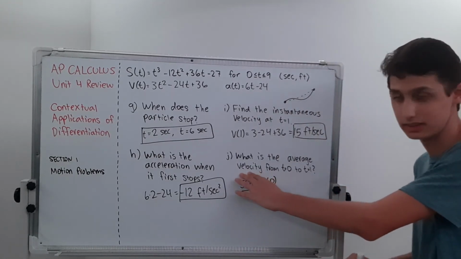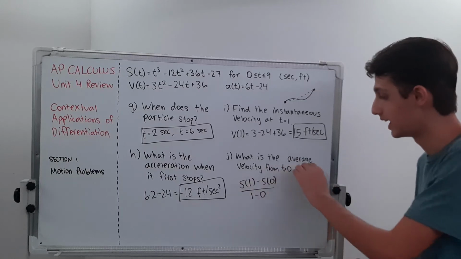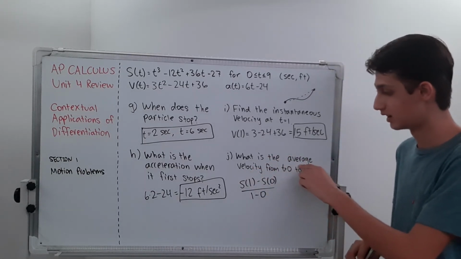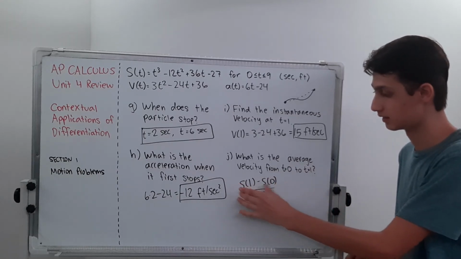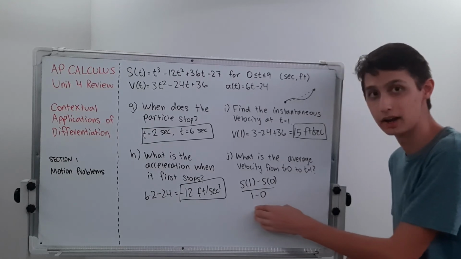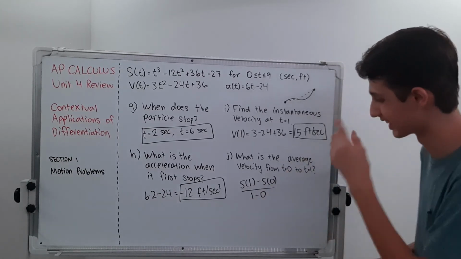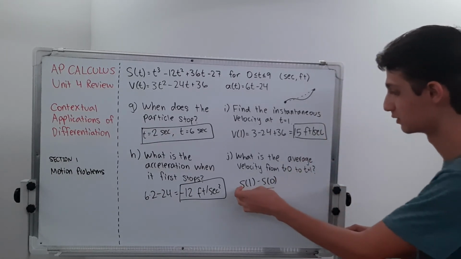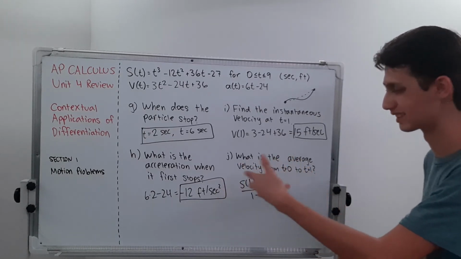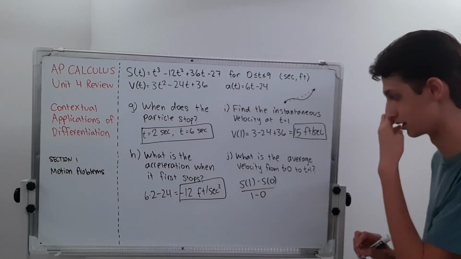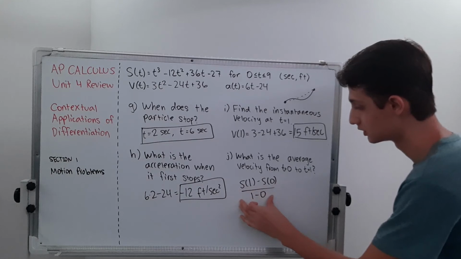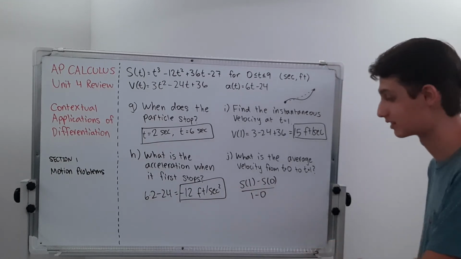Now, don't do v of 1 minus v of 0, plug in s of 1. Because average velocity is the rate of change in the position over the rate of change in time. So don't get it confused. If you plug in v of 1 minus v of 0, that's like the average acceleration, basically. It's kind of weird, but make sure not to confuse that. So change in position over change in time gives us the velocity we need.